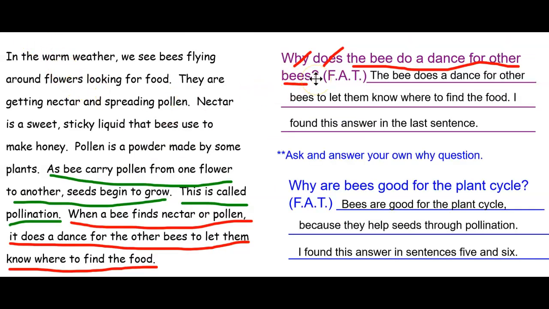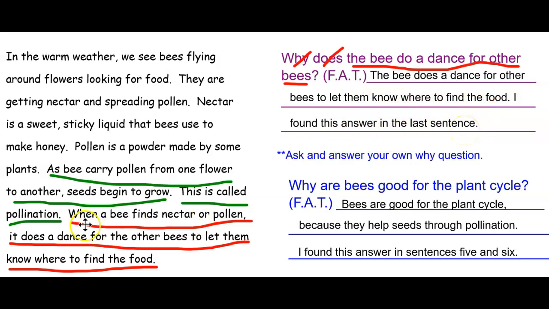Here are the answers to your questions from yesterday. Why does the bee do a dance for other bees? Remember, we want to flip that question into an answer by crossing off the question words and underlining everything else, so we'll know how to begin our answer. You should have, the bee does a dance for other bees to let them know where to find food. I found this answer in the last sentence.